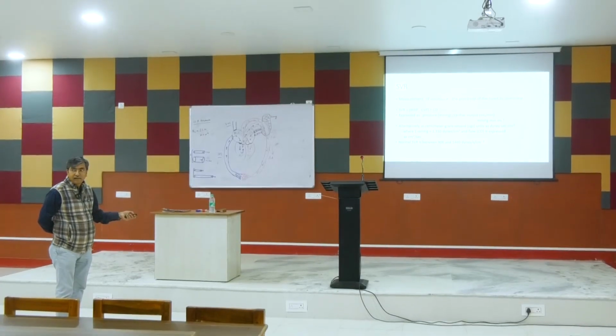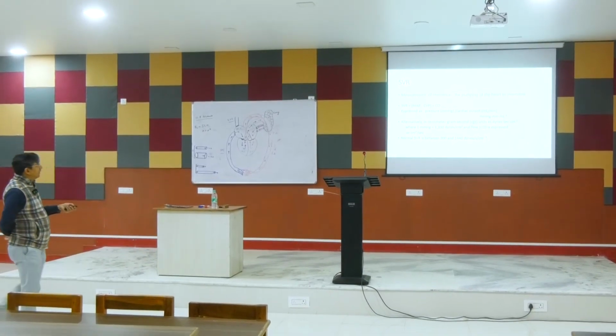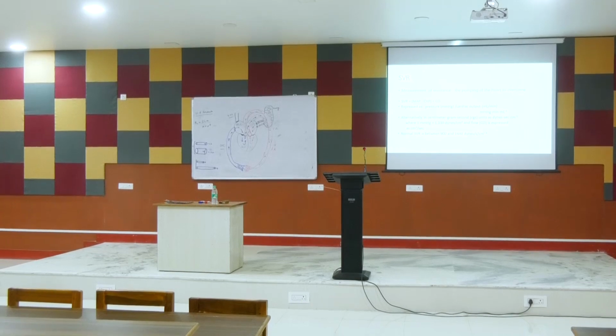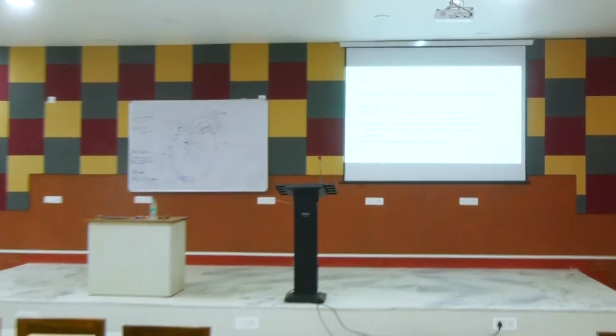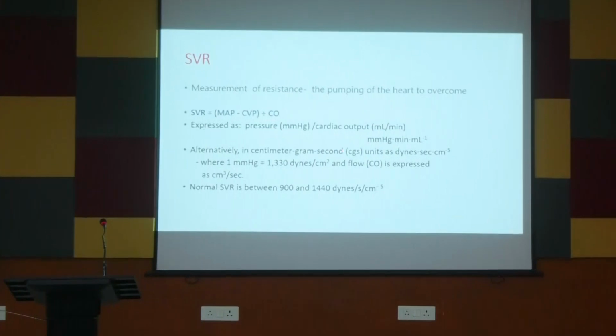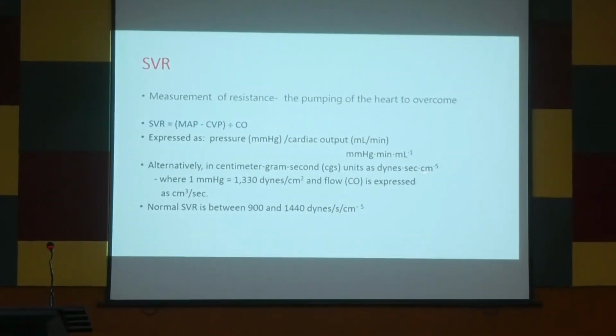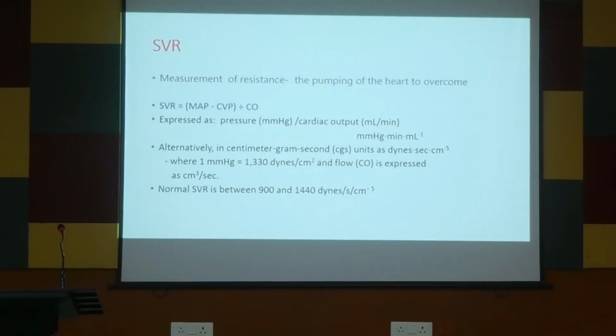to the power minus 1. Okay, but normally, more commonly, SVR is expressed in CGS unit, that is dynes per second per centimeter to the power 5.